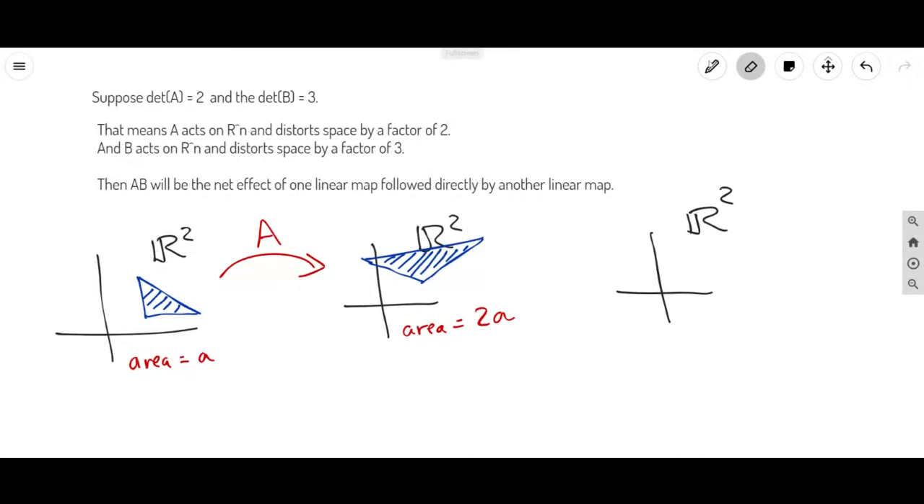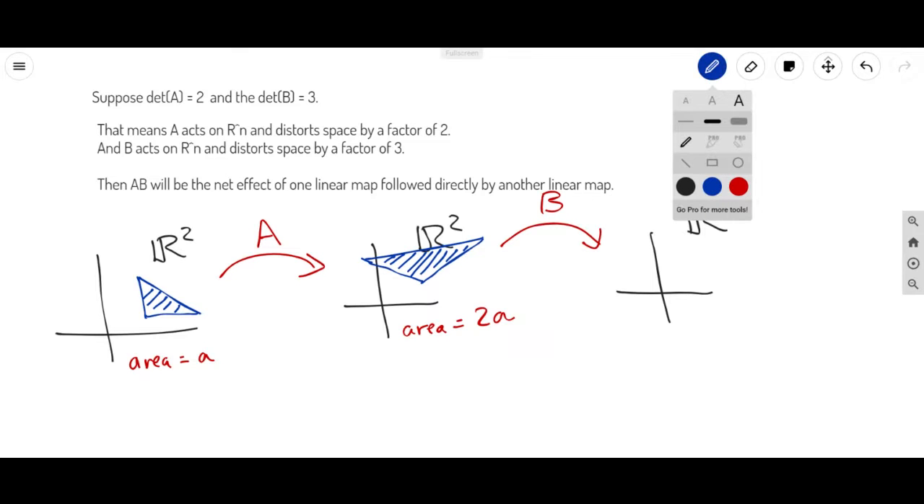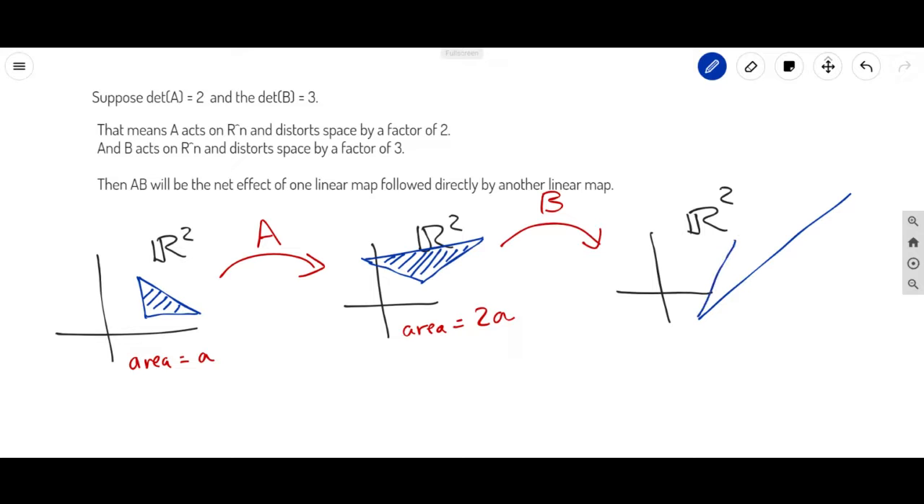Now, if you apply another linear map to that, so if you take that image and you apply B, well, what's going to happen? That triangle is going to grow again by a factor of 3. So maybe this triangle will turn into something like this. Maybe these two sides, the angle between them will shrink or something. So maybe you end up with something like this, perhaps. I mean, that's something that could happen.